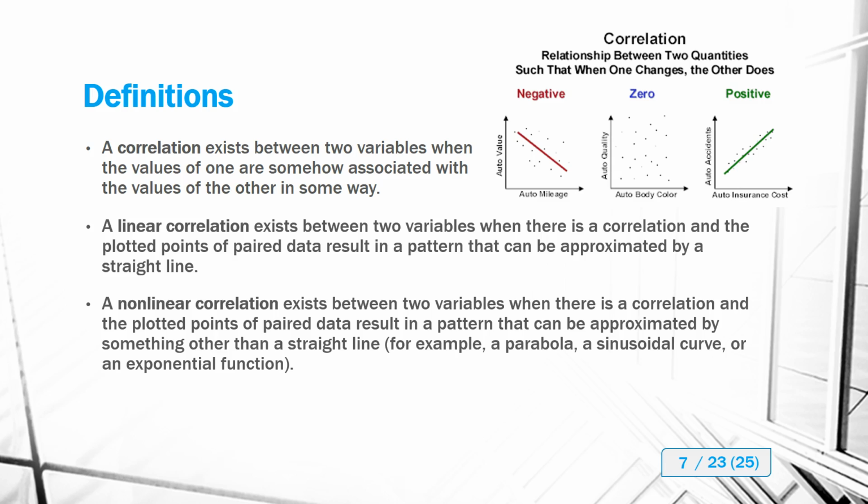But there are many things in the real world that are correlated non-linearly. Okay, so the pattern that the points make is something other than a straight line. So for example, if you take the distance that a cannonball travels after it's fired from a cannon, and you compare that with the height above the ground, you'll see that the data points make a sort of parabola shape. And so you have nonlinear correlation between the height of the projectile and the distance the projectile travels.